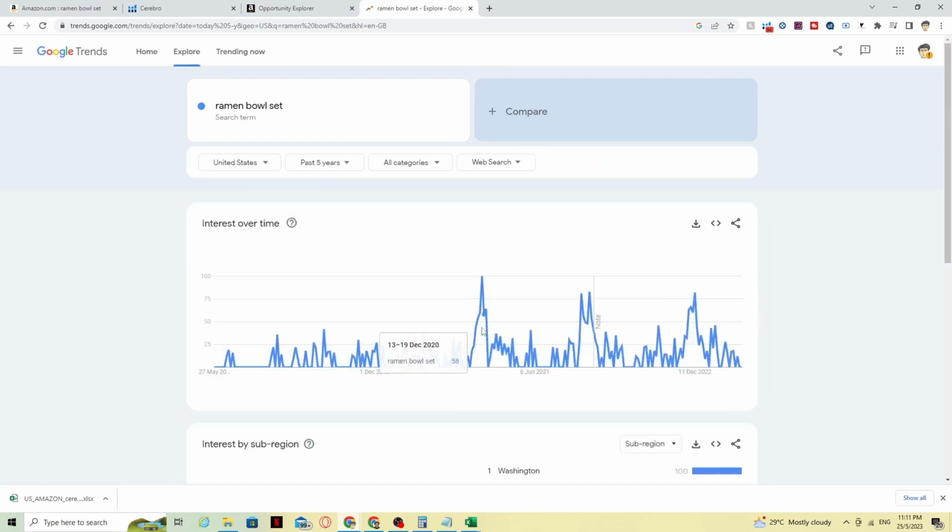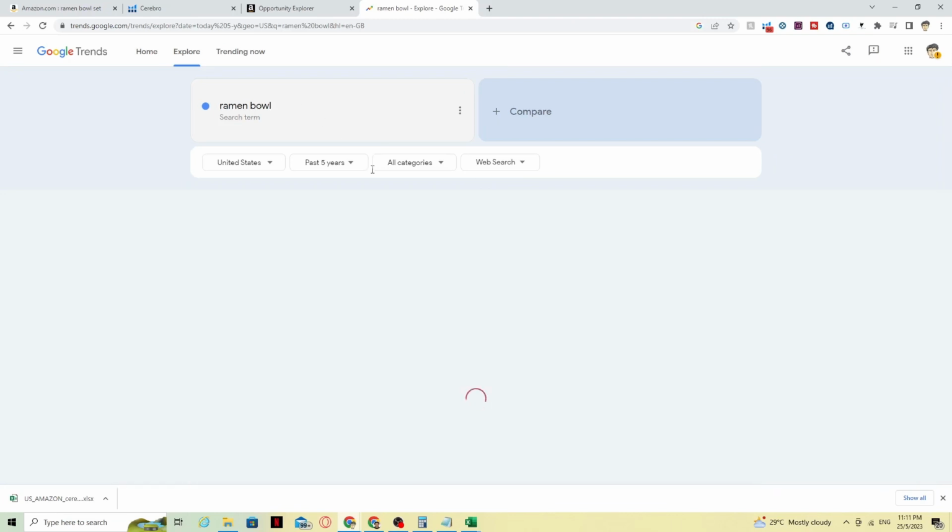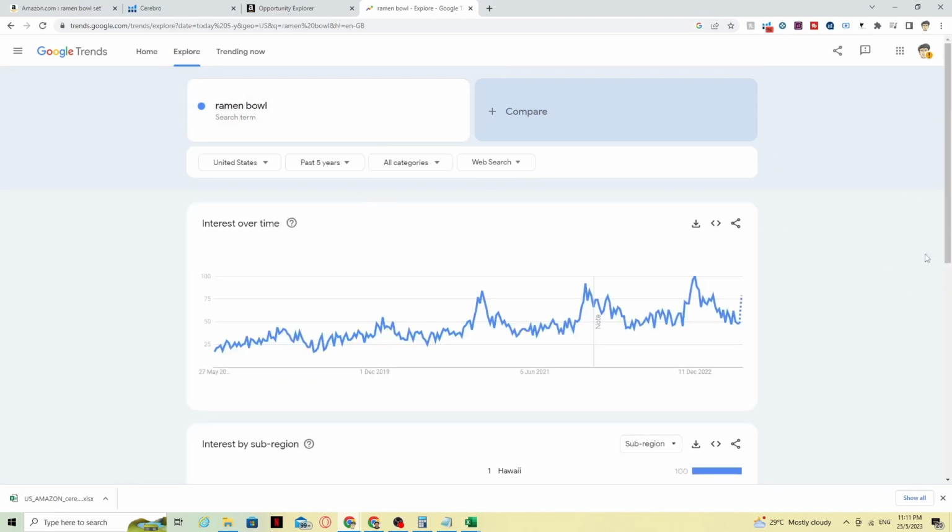Okay, why is there a spike in the December period? Is it every Q4 there's a spike? Yeah, it seems like every Q4 there's a spike. Other than that, it seems relatively stable with this lull period of March and April. Okay, maybe it's not a ramen bowl set. That's maybe ramen bowl, right? It's an indication of this market as well.